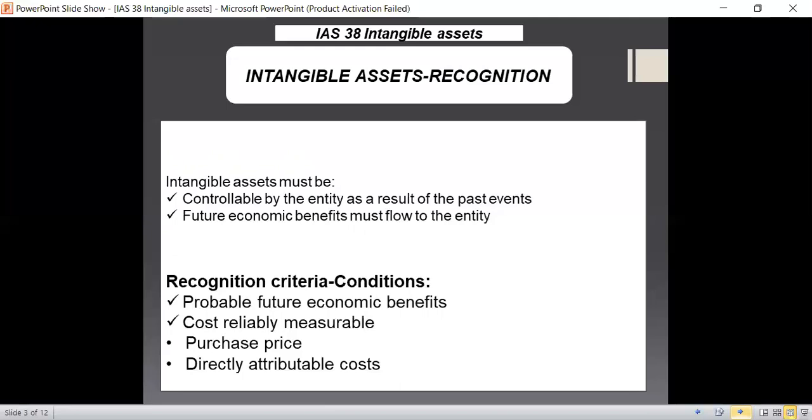Now, if the asset is acquired separately, for example, purchased or received separately as an asset standing on its own, then its cost consists of the purchase price and any directly attributable cost for preparing the asset for its intended use. And sometimes the asset's cost is its fair value, and that is when the asset is acquired in a business combination. So when you purchase an intangible asset, it is relatively easy. But what about the assets which are generated internally?